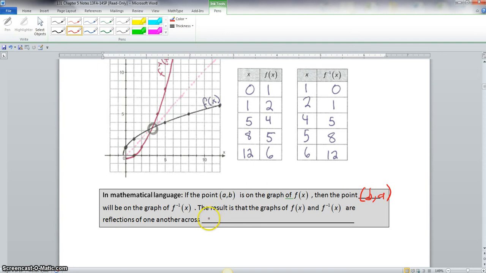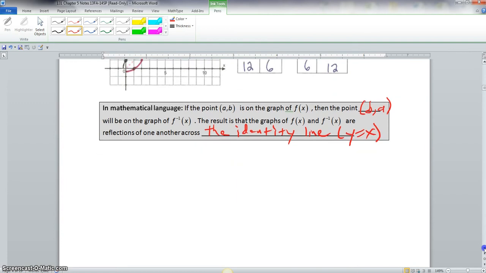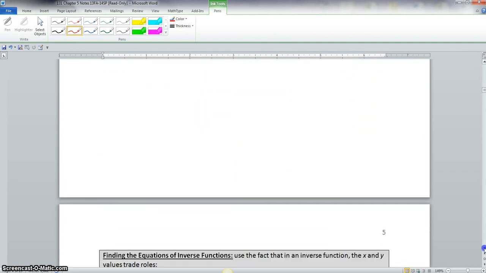Okay, class, picking up where we left off, we were supposed to fill in that this is the identity line, which is y is equal to x. Okay, now we scroll to the next page.